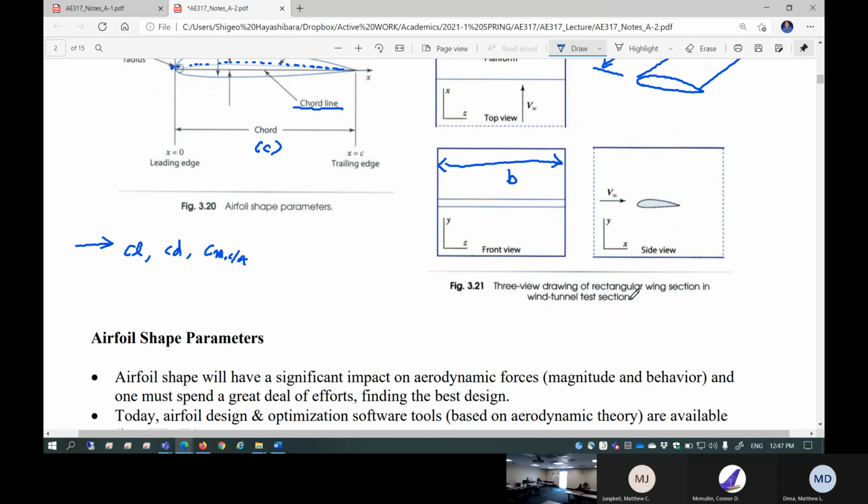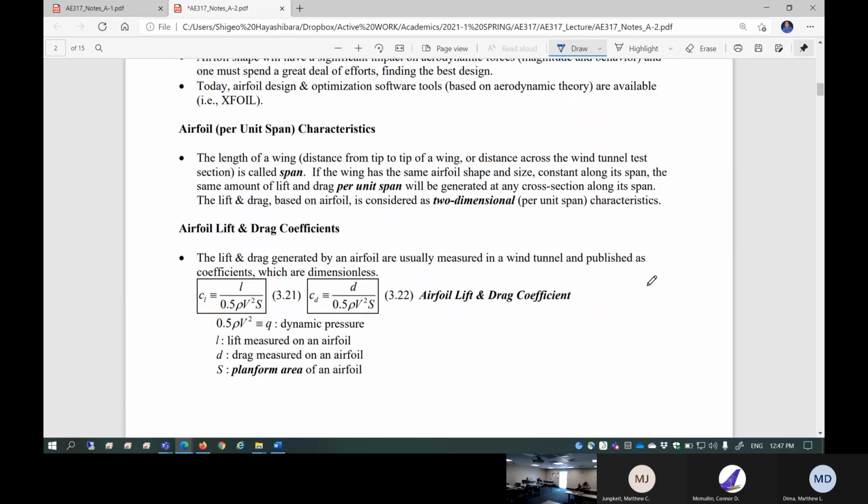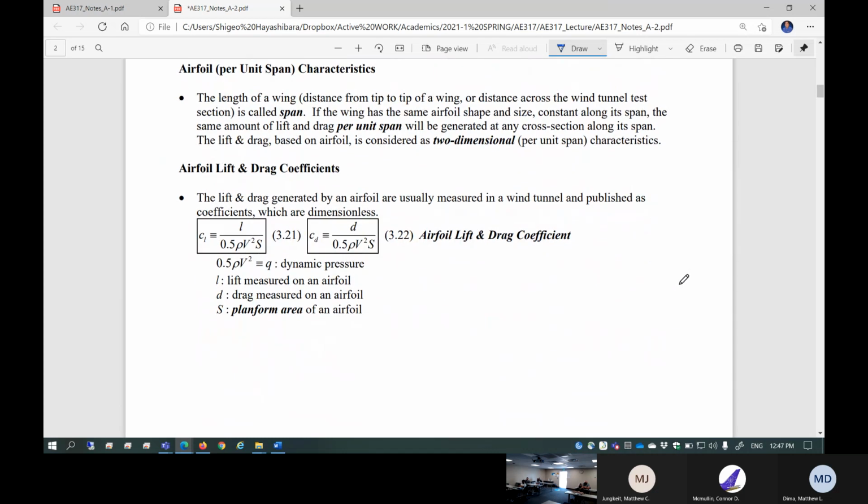Any questions so far? So this is the airfoil. Now, obviously, the airfoil lift and drag coefficients are defined with lowercase l and lowercase d, representing lift per unit span and drag per unit span. Everything is per unit span. So this is all 2D cross-section properties.